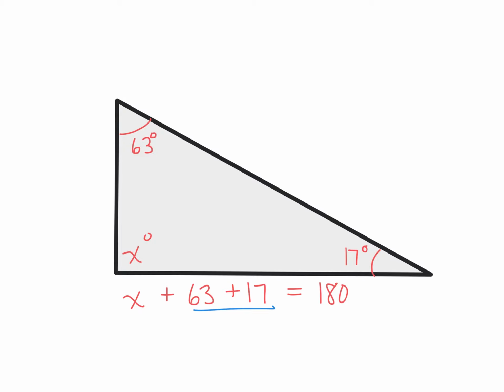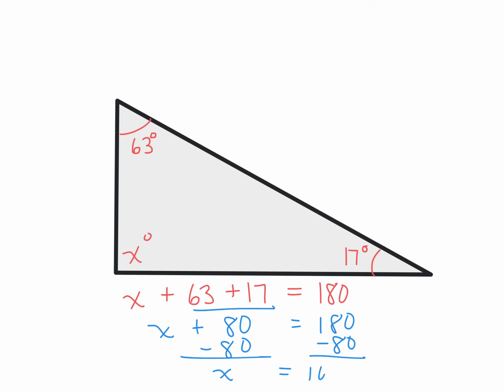63 plus 17 can be simplified. And of course, 63 plus 17 is 80. So now we have x plus 80 equals 180. And then lastly, we'd be able to isolate the variable by doing the inverse of adding 80, which is subtracting 80. And we'd just be left with x equals 100. So then we'd be able to find the missing angle size in a triangle. And again, that's a pretty basic way for us to apply what we know about that angle sum property.